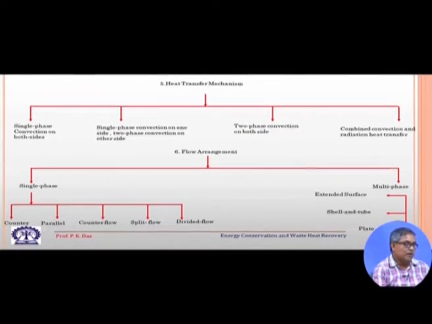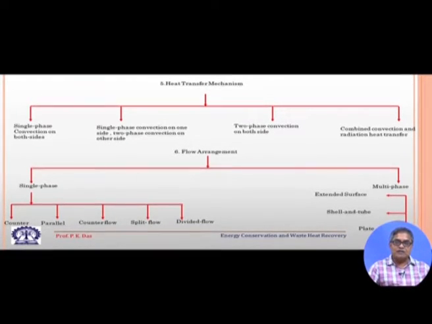Then flow arrangement. Depending on whether it is single phase or multi phase, we can have different kinds of flow arrangement. In the case of single phase, we can have counter flow, parallel flow, cross flow, split flow, divided flow, etc. And in the case of multi phase, we can have extended surface, shell and tube, and plate heat exchangers. So, these are the heat exchangers which can be used for multi phase flow.